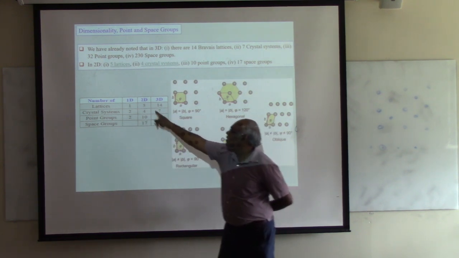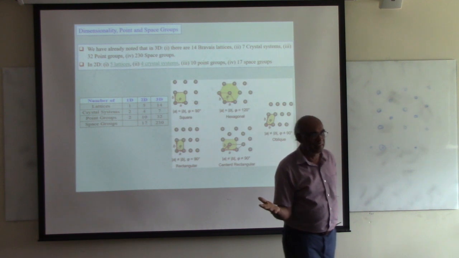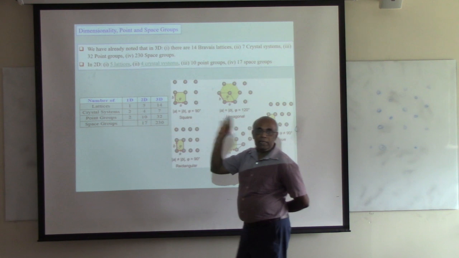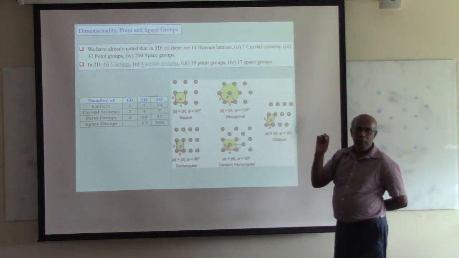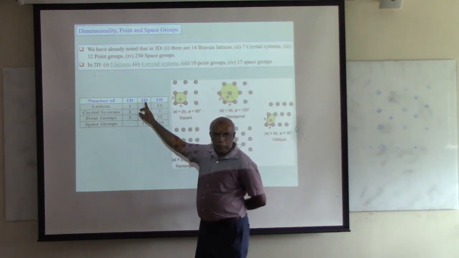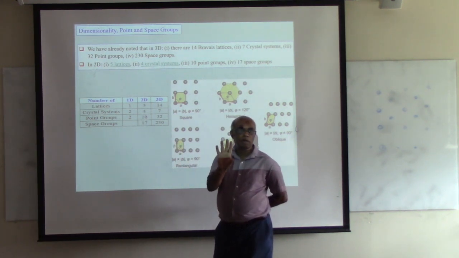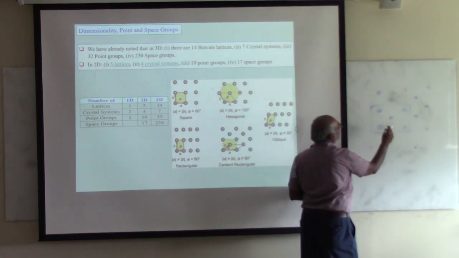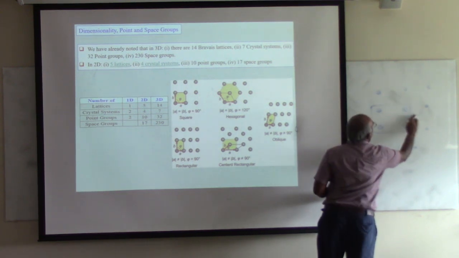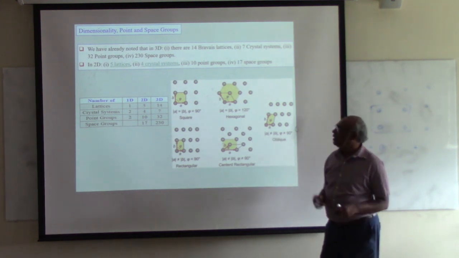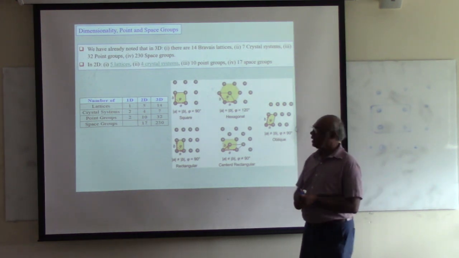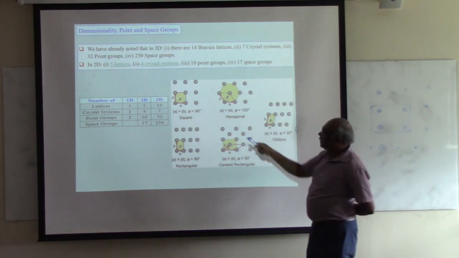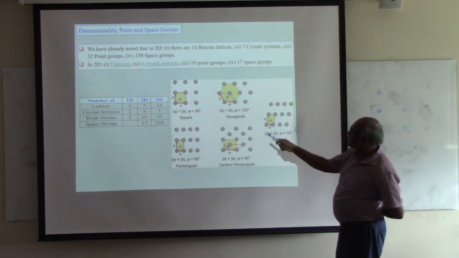In 2 dimensions, this is important. Now there are so many 2-dimensional materials, right? Starting from graphene. If you look at it, there are 5 lattices, but they belong to only 4 systems. If you consider this one and this one, they are the same system, but there are 2 different lattices. For example, these are the 4 different lattices.